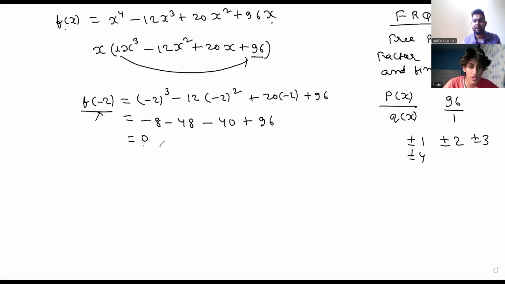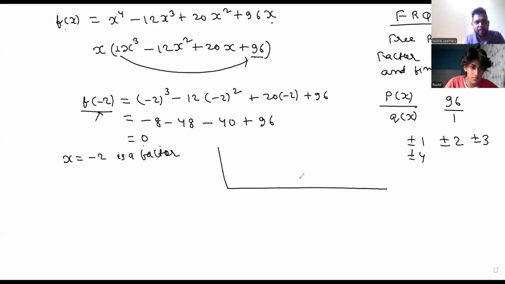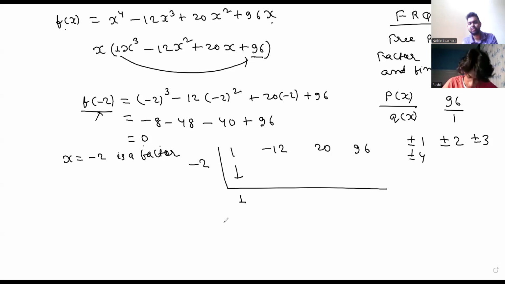So then you just do synthetic division with -2, right? So I'll write that x equal to -2 is one of the factors, correct? And now I'll use synthetic division. I'll write -2 and then I'll write 1, -12, 20, 96. I definitely know that I'll get a 0 because this is a factor. 1 is there, right? So now we are going to have -2, correct?